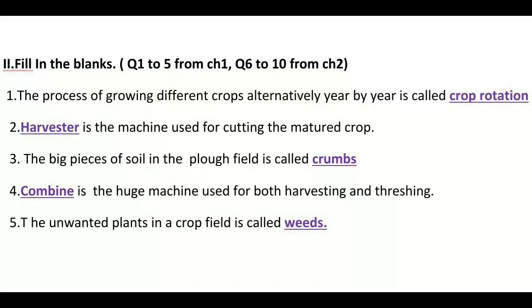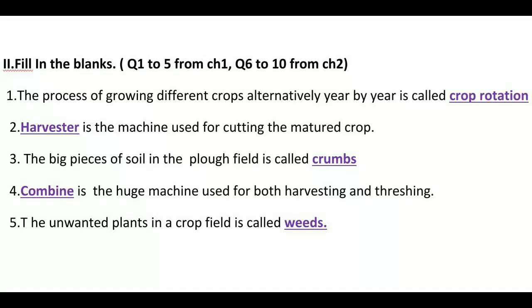If nutrients are proper, then the soil maintains its fertility. When the soil is more fertile, then only we can get a good yield in our field. So crop rotation is helpful for maintaining soil fertility. And the answer for the first question is crop rotation. Second one, dash is the machine used for cutting the matured crop.